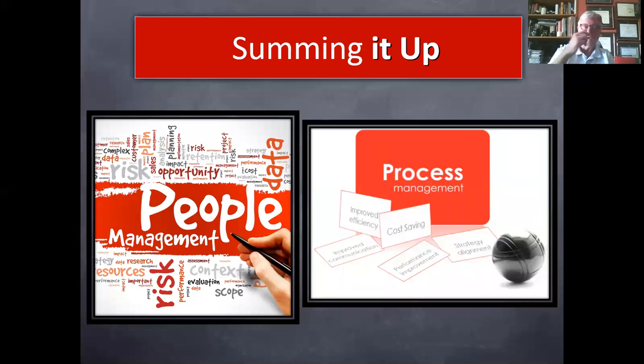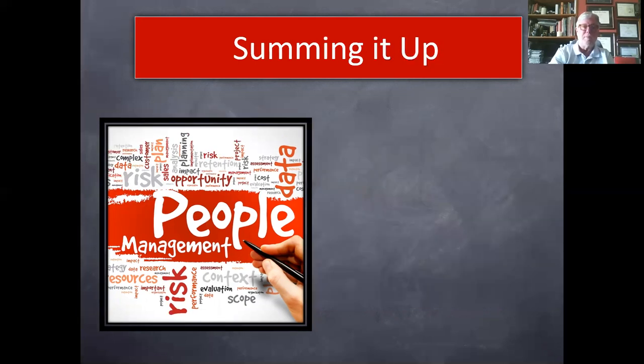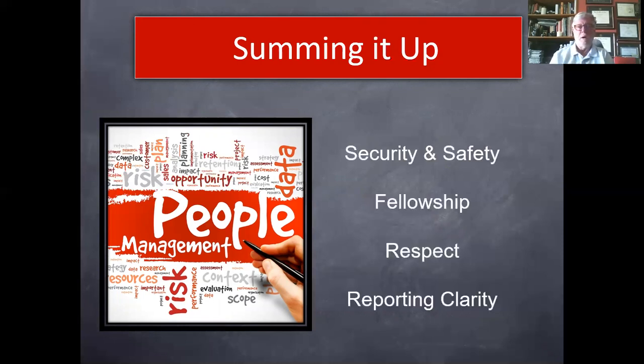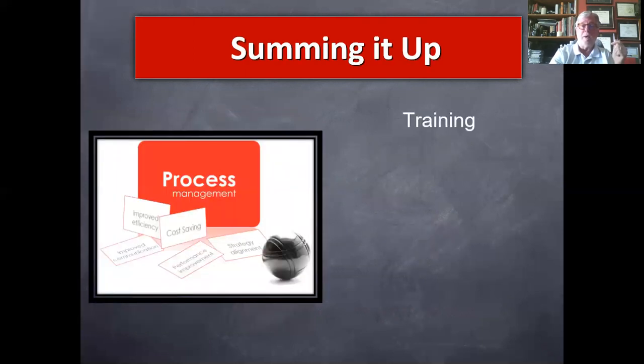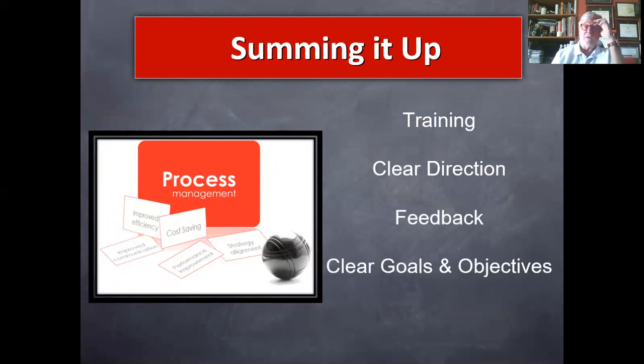As I said, next module we'll talk about these in detail, but really summing all of this up, it boils down to people management, process management. And again, the key points on the people side have to do with security and safety, fellowship, respect, reporting clarity, etc. And on the process management, let's go from the bottom: clear goals and objectives, feedback about their performance, clear direction, and training. And of course, manageable processes.